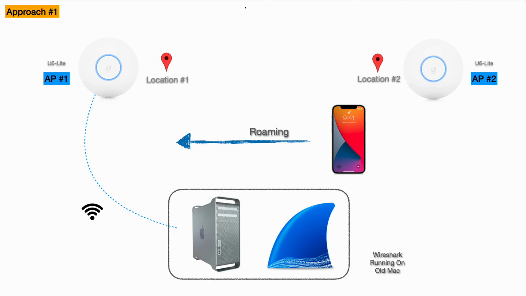Let's talk about how I'm going to demo the approaches. Use this approach as an example. I'm going to show you Wireshark running on old Apple hardware with an old Apple OS. At the same time, I'm going to use an iPhone. I will move from AP2 to AP1. Both the iPhone and the Mac Pro computer will be connected to the same SSID. Let's see what packets can be captured from Wireshark.